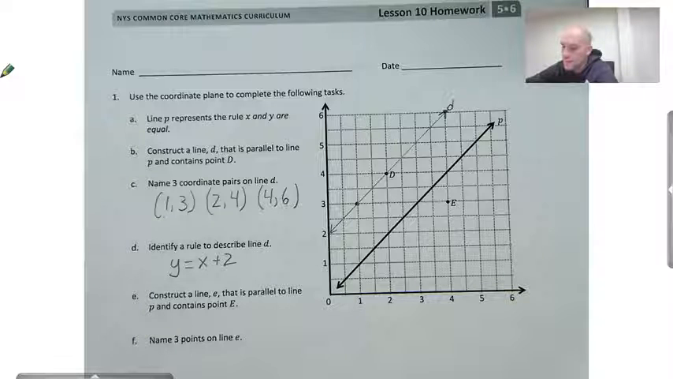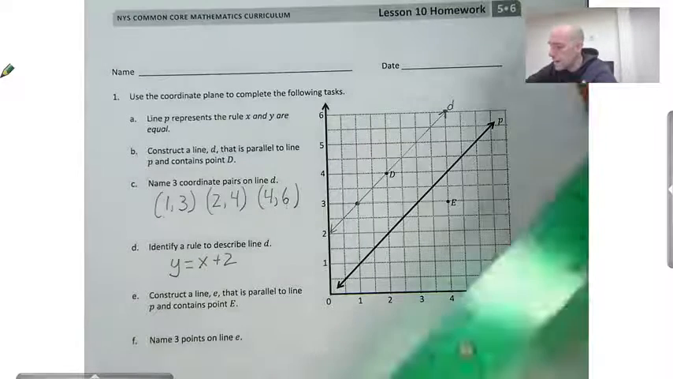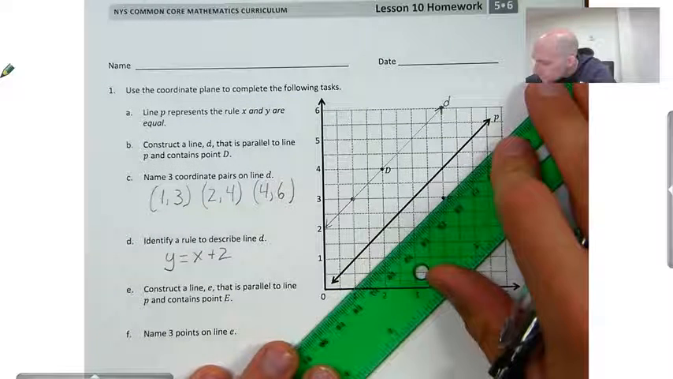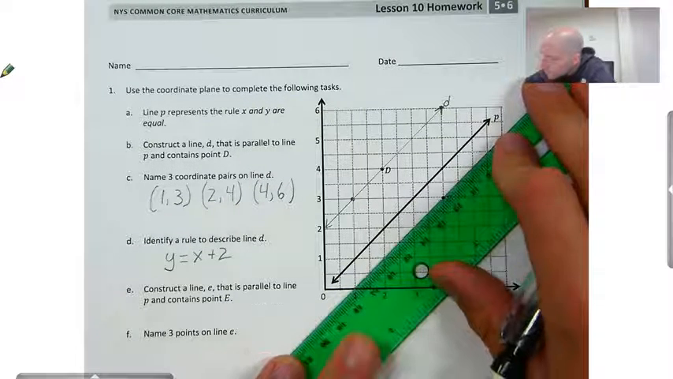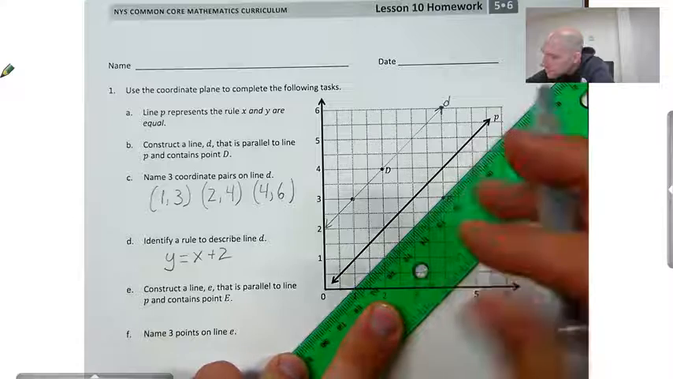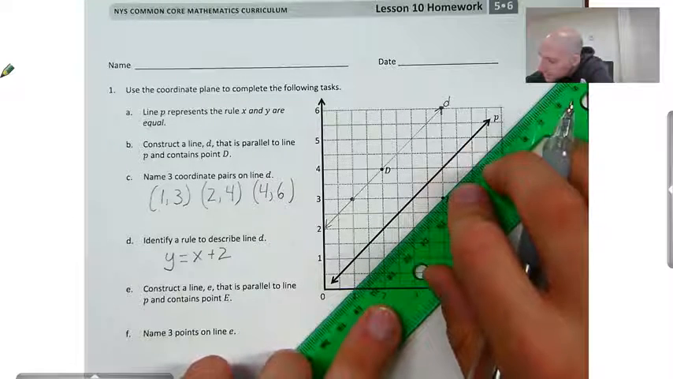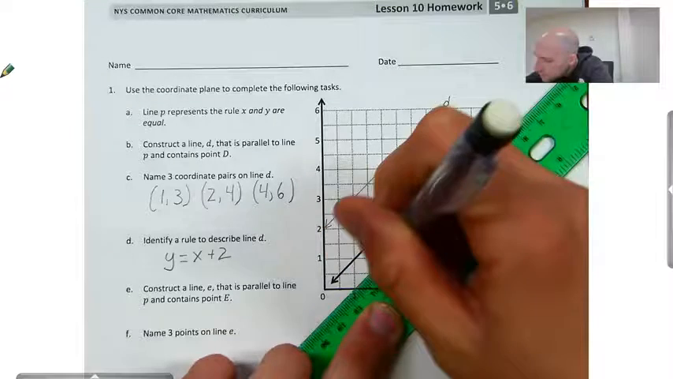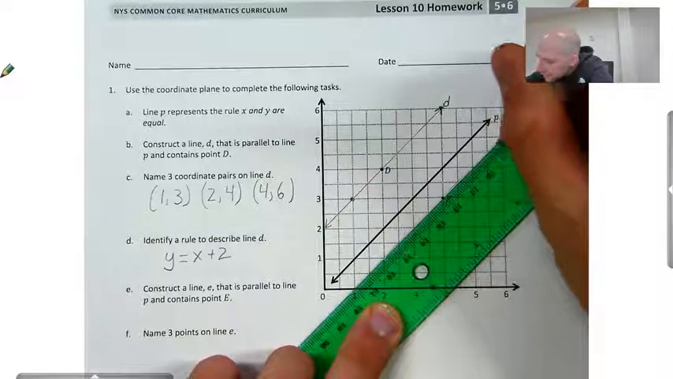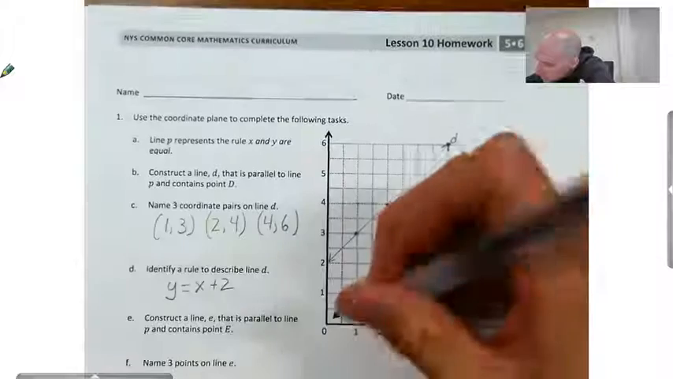Now we need to construct line E that is parallel to line P and contains point E. So we're going to make another line here. Parallel. So we're going to cut all of our little boxes here in half on the diagonal, but we're going to go through point E, I should say. And line E is going to look just like this.